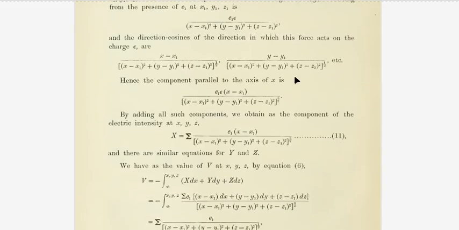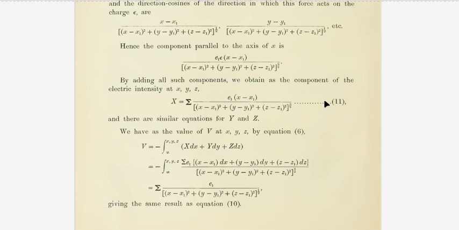Hence the component parallel to the axis of x is E1 epsilon (x minus x1) divided by [(x minus x1) squared plus (y minus y1) squared plus (z minus z1) squared] to the 3/2 power. By adding all such components, we obtain as the component of the electric intensity at x, y, z: X equals sigma E1 (x minus x1) divided by [(x minus x1) squared plus (y minus y1) squared plus (z minus z1) squared] to the 3/2 power. This is equation 11, and there are similar equations for y and z.